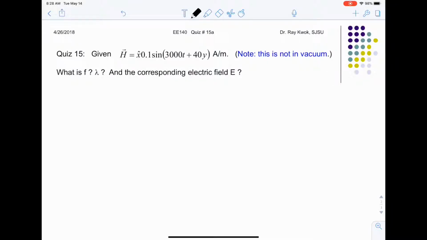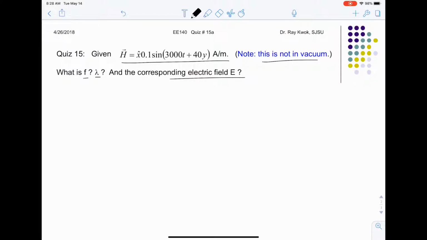So today we're going to be going over quiz 15A from spring 2018. We're given the H field here, which is not in a vacuum, and we have to find the frequency, lambda, and the corresponding E field.